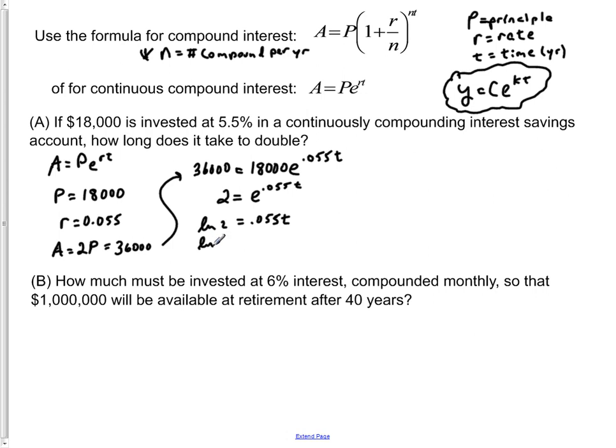So we would take natural log of 2, divide that by 0.055 in this case. That's going to give us our time, and that will be approximately, I came up with 12.6027 years. Now, of course, we're not that precise with our time. This is about 12 years and 7 months, right? So 12 and a half years, a little bit more than that.